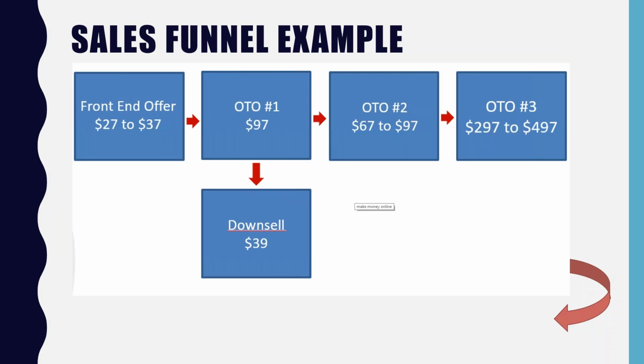So I have something running right now, a promotion where people can spend anywhere from $7 to $27 for my front-end product, but then they're given the opportunity to spend $97. And if they say no to that, I offer them a $39 offer. And if they say no to this or no to this, I still offer them another $67 offer, all the way until they're offered a $497 product. And right now, I have people going through this funnel.